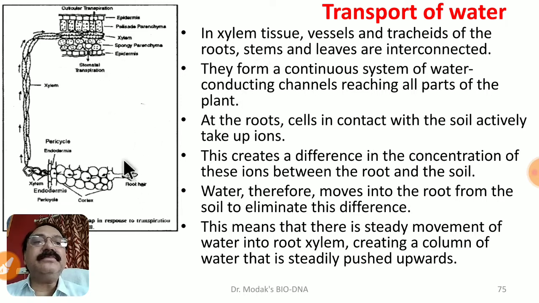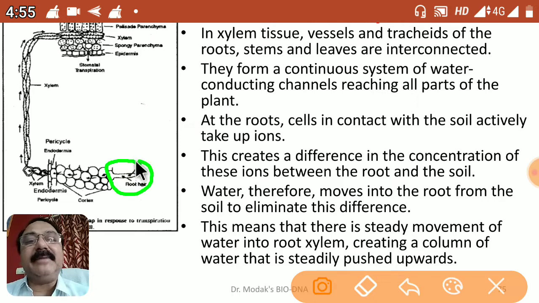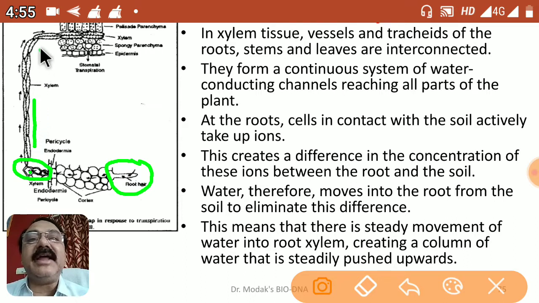In the xylem tissue, vessels and tracheids of the roots, you can see this is the transverse section of the root system. Here it is a root hair. Student friends, try to understand that root hairs are actually the principal organs of water absorption, because they are physically exposed to the water of the soil. When water enters these root hairs, from here it moves across this cortical tissue, then there is the endodermis, then this is the xylem of the root, which is connected to the xylem of the stem, which is directly connected to the xylem of the leaf.